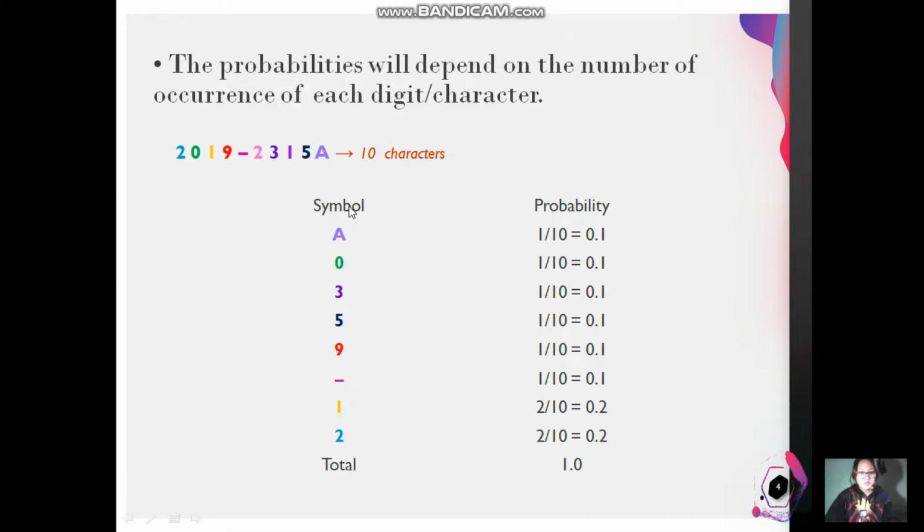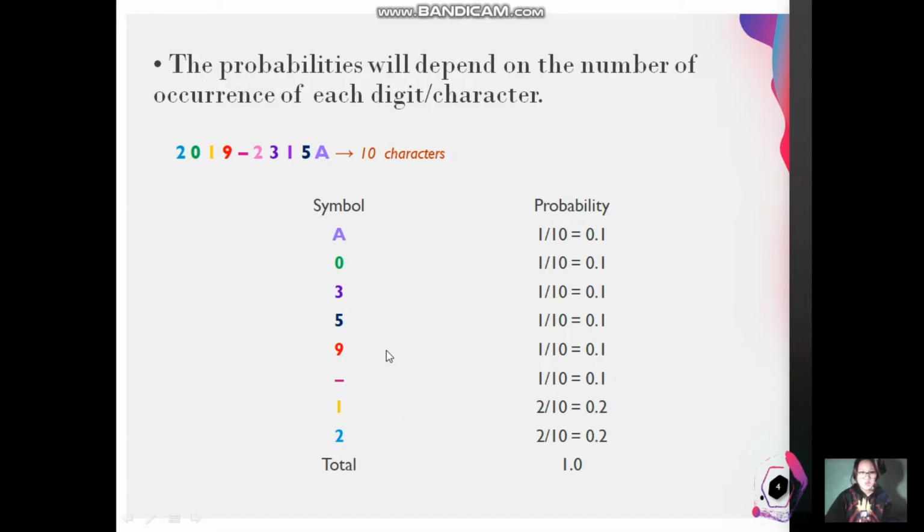In our ID number, symbol A is 1 of 10. So 1 over 10 is equal to 0.1. And this 0.1 is going to be our probability value. Next is 0. So 0 is 1 of 10, so that's equal to 0.1. 3 is 1 of 10, that is equal to 0.1. 5 is 1 of 10, that is equal to 0.1. And 9 is also the same. And the dash is also 0.1.